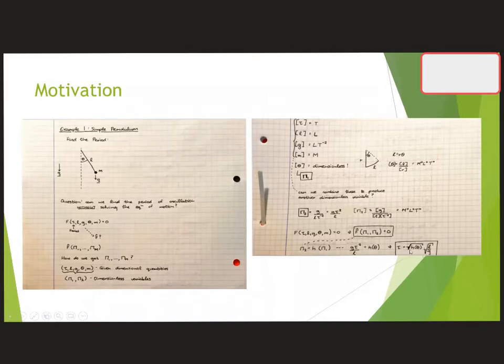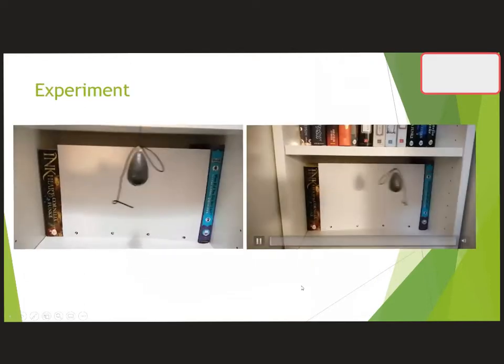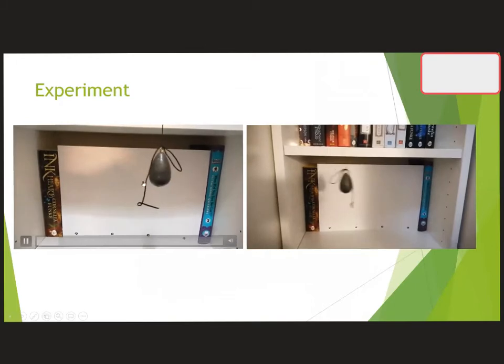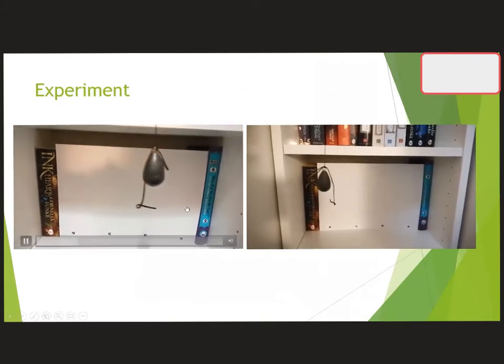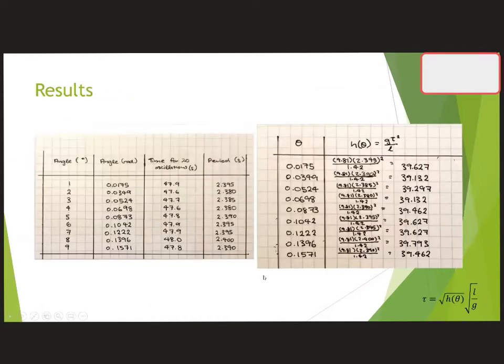I devised an experiment which basically involved building a pendulum out of some Meccano, a protractor, and a long length of string, and setting it in motion. I recorded the time for 20 oscillations of each angle. So these are my results, dividing by 20 to get the period, and then to get h of theta, I rearranged this equation.